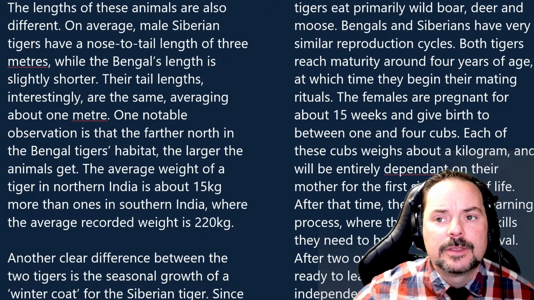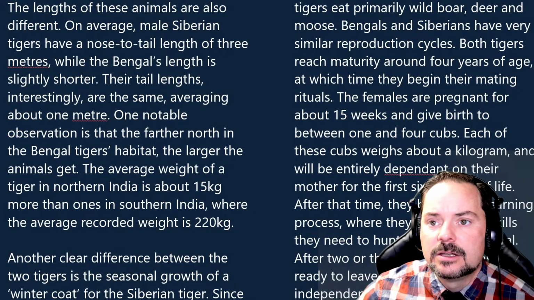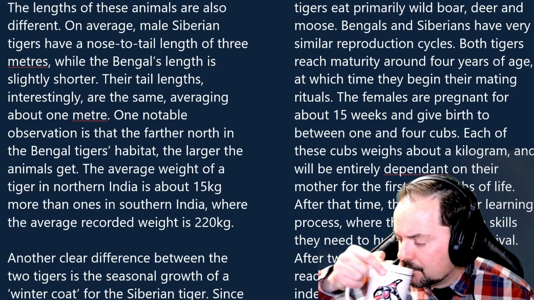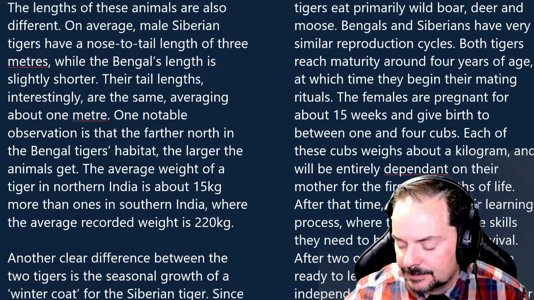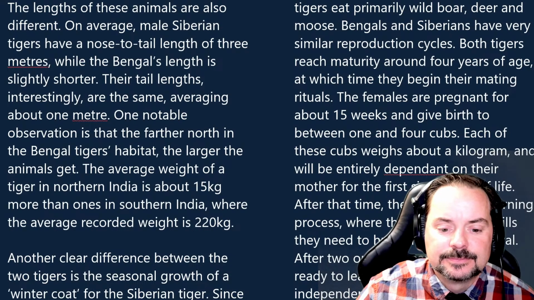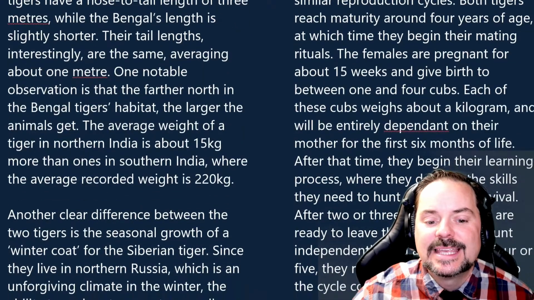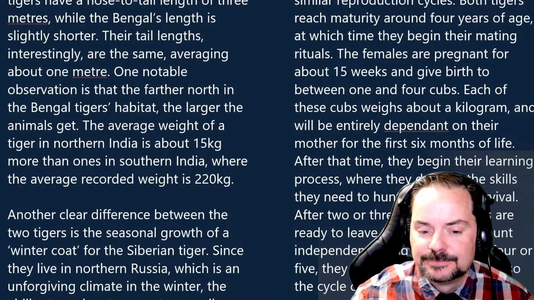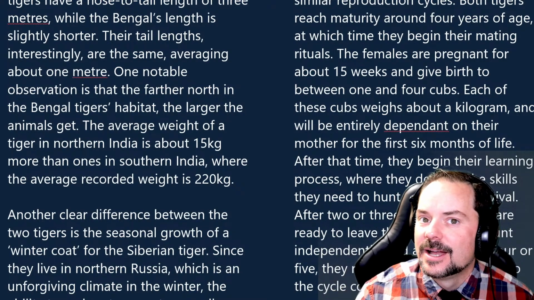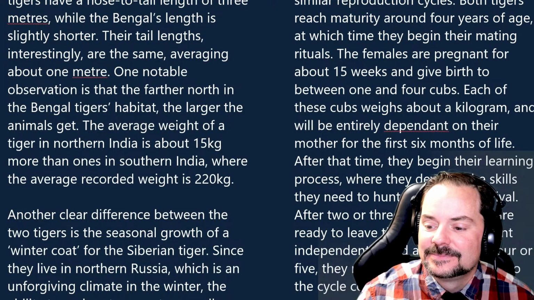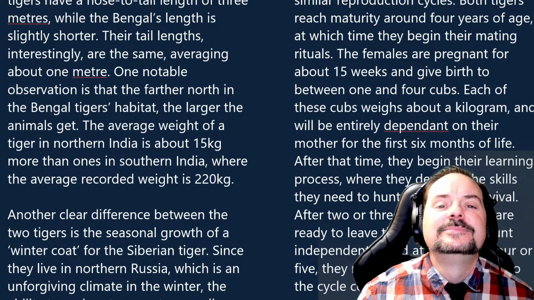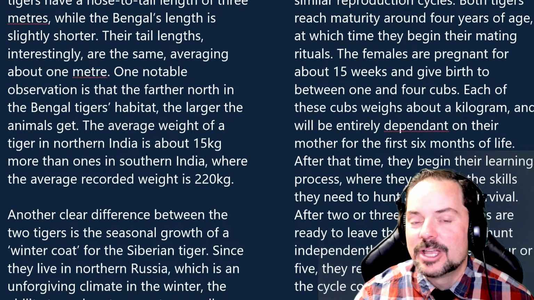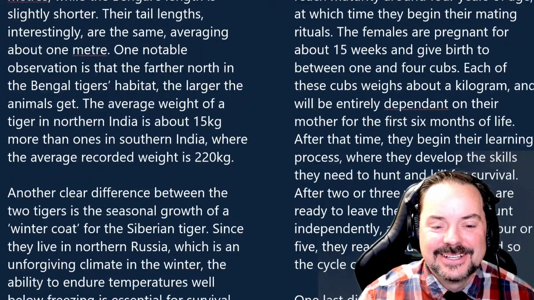How big are the average tigers in North India? What's the average weight of the tigers in North India? 220 kilograms. In North India. Oh, 235 kilograms. There you go. That was a little bit of a math question for you, right? Yeah, it is the last sentence of the paragraph.